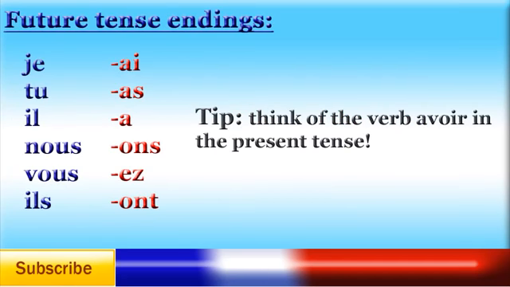The future tense endings are ai, as, a, ons, ez, ont. If you're having problems remembering these, think of the verb avoir in the present tense.